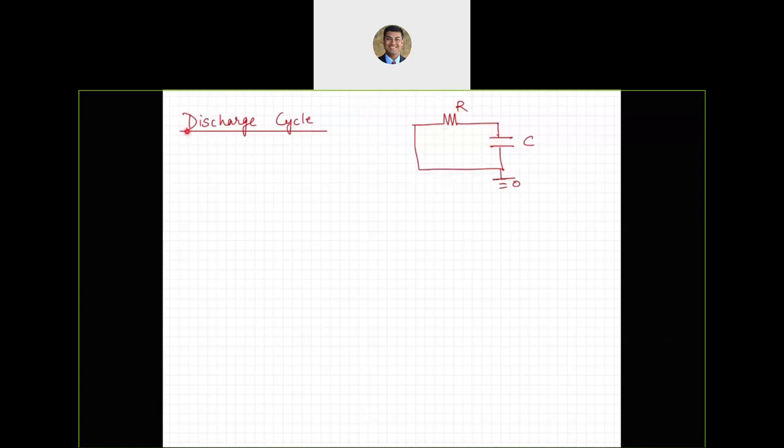That's the discharge cycle. So clearly the voltage across the capacitor has to go down, right? So what is it going to go down as? Well, it is going to be another exponential, with a similar decay constant, which is RC, but the voltage at any given time, V out of t, is going to be, let's say, VO, where VO is the initial voltage.